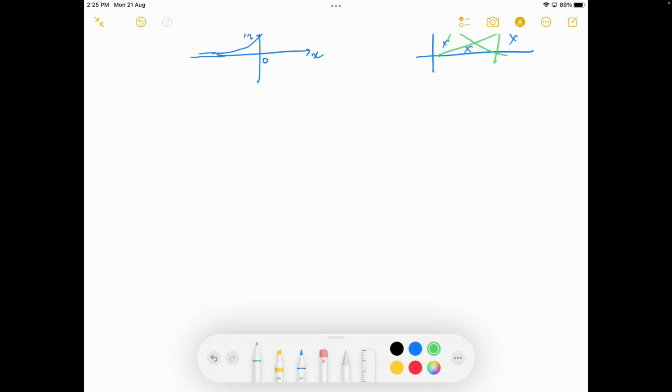Now, what are the different kinds of activation functions which are used? One is the sigmoid function, which we just now discussed. Other activation functions are tan hyperbolic, tanh of x.